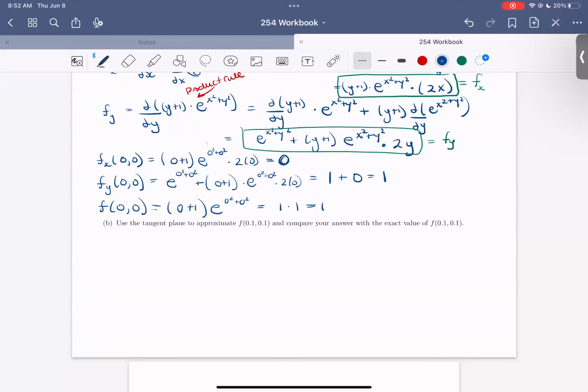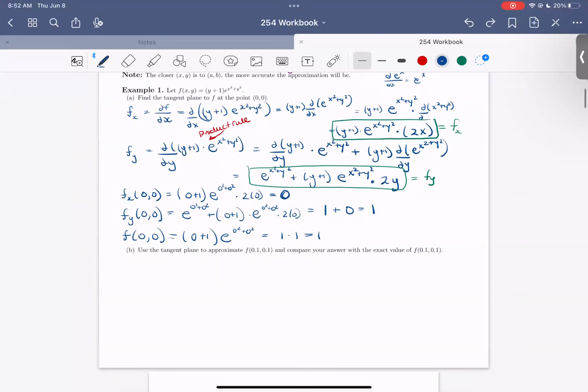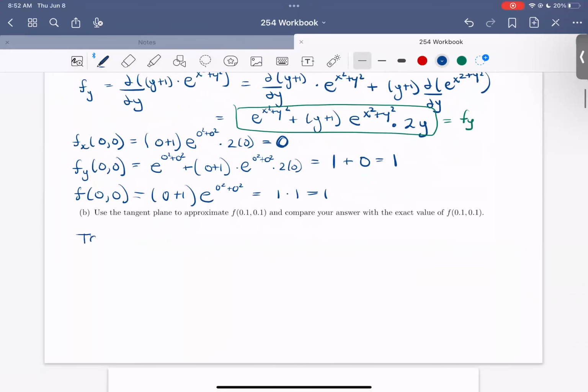So feel free to get out a new page to start writing on. I'm just going to continue writing down here, and then I'll clean it up for the next video. All right, so in writing our tangent plane, we just need to put these pieces together.